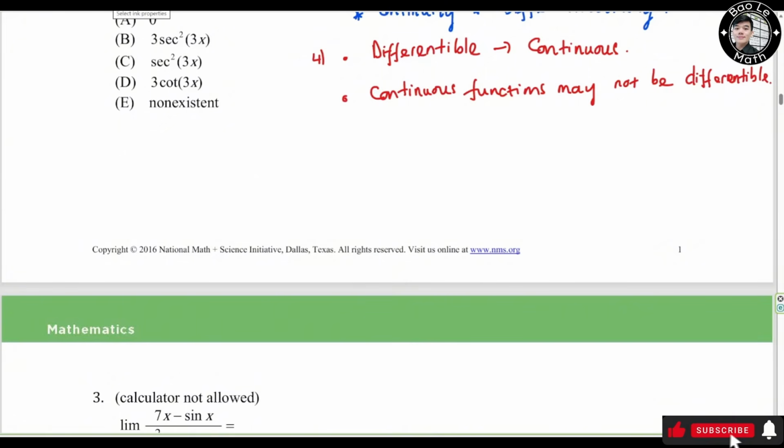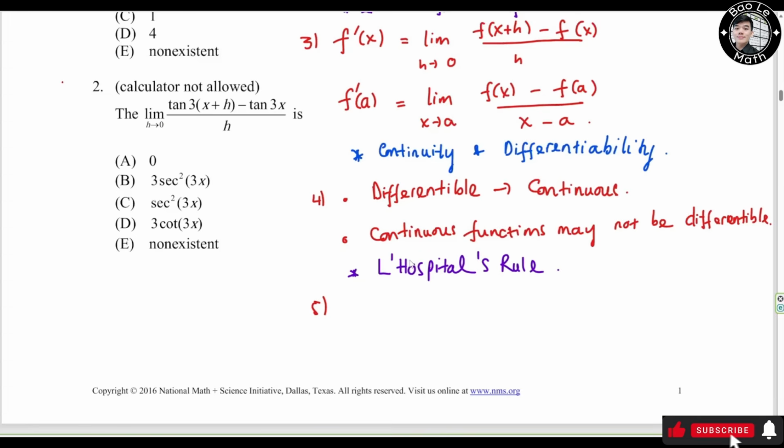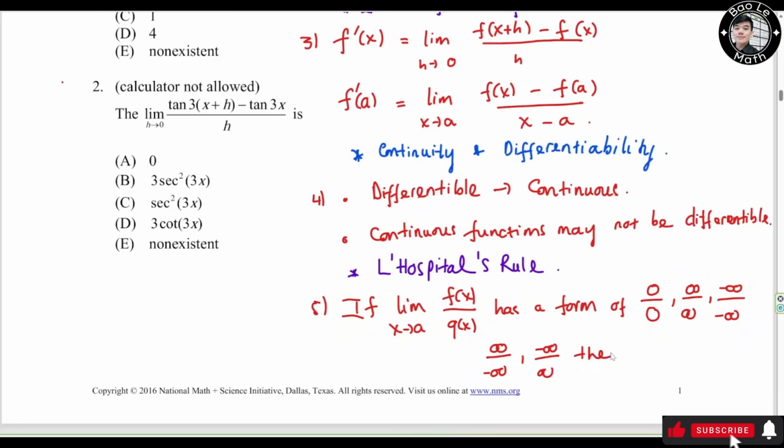We're going to talk about L'Hospital's rule. If the limit of f of x over g of x as x approaches a has the indeterminate form 0 over 0, infinity over infinity, negative infinity over infinity, infinity over negative infinity, or negative infinity over negative infinity, then the limit as x approaches a of f of x over g of x equals the limit as x approaches a of the derivative of the numerator over the derivative of the denominator.